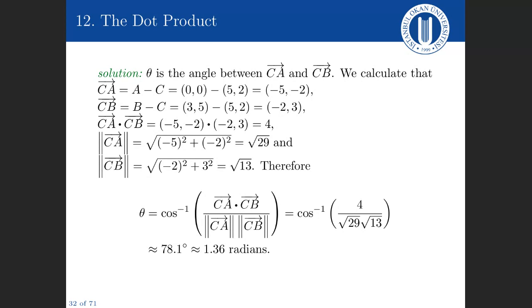We can run through our calculation. I'll leave this for you to check later. Then we can use the formula. The angle is the inverse cosine of CA dot CB divided by the norm of CA and the norm of CB. I'll leave it for you to check that when we calculate this, we get approximately 78.1 degrees.